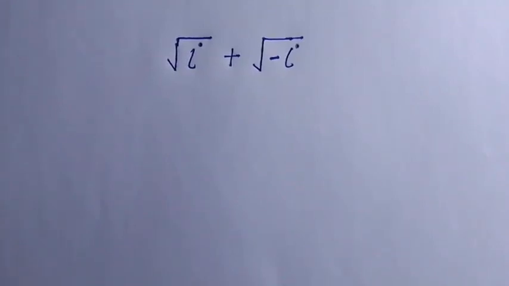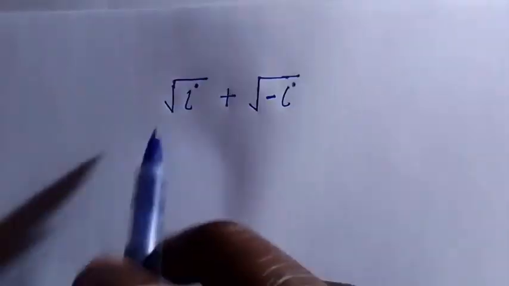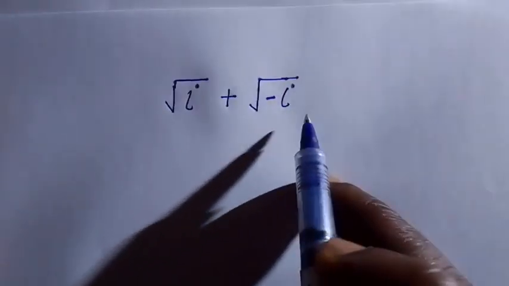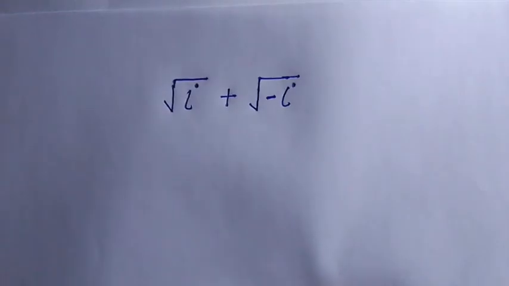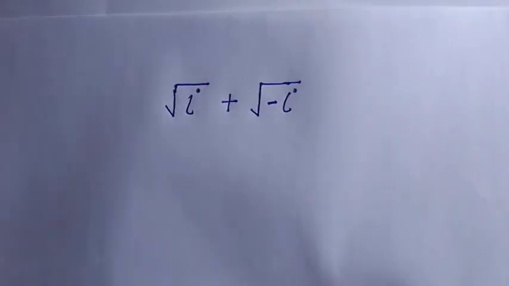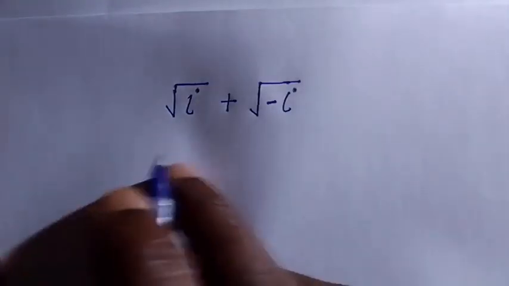Here is an interesting complex equation, so let me just call it in that way. It's a complex equation where we have root i plus root minus i. I want to find the equivalent value for this. So let's try to consider from here.